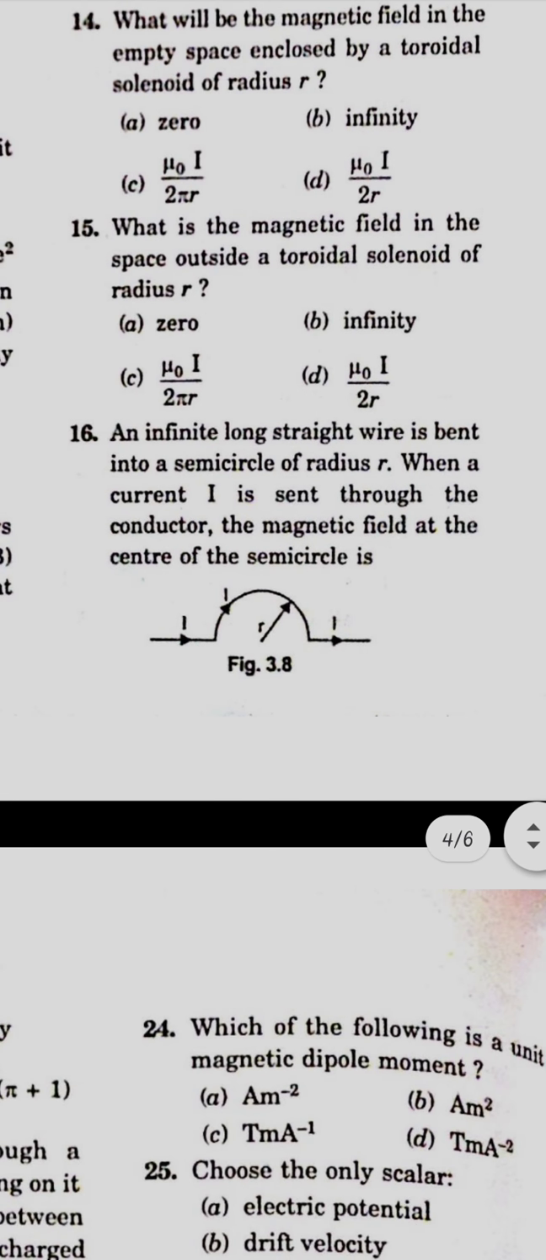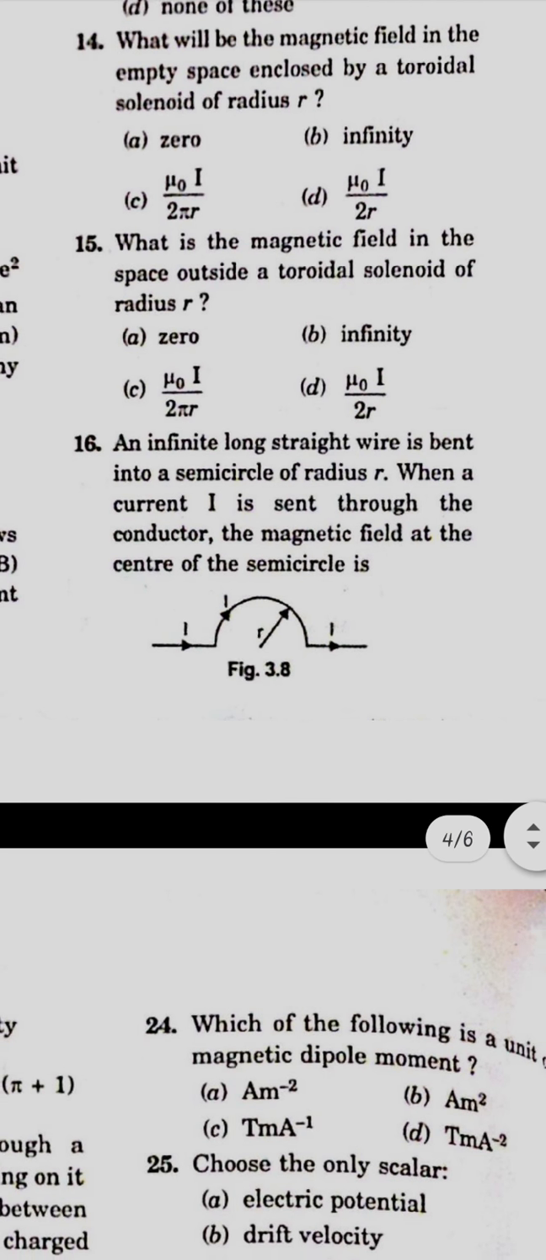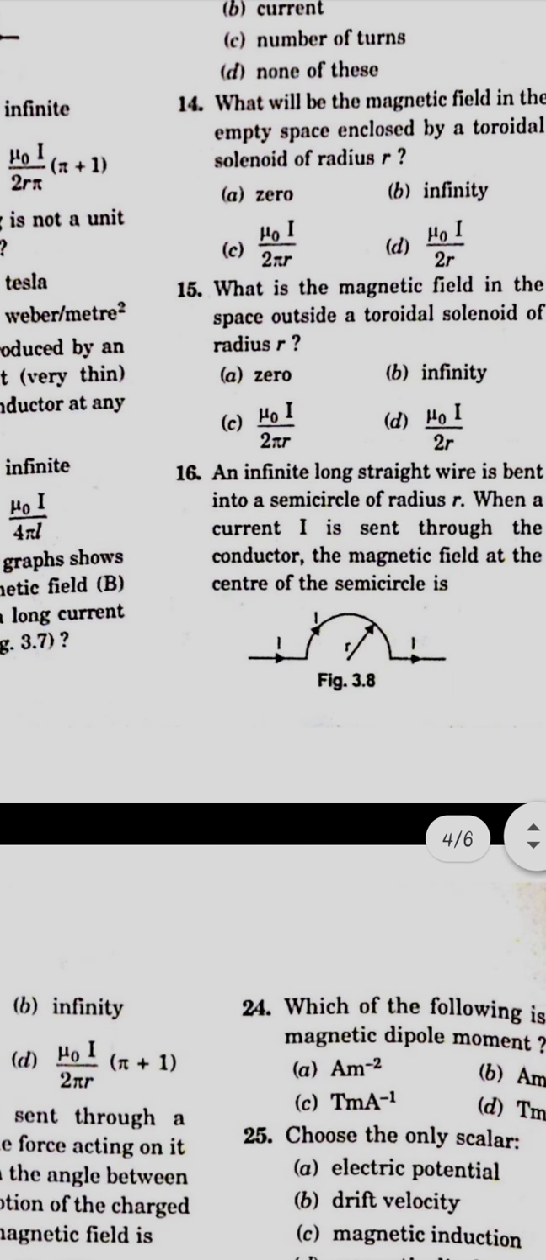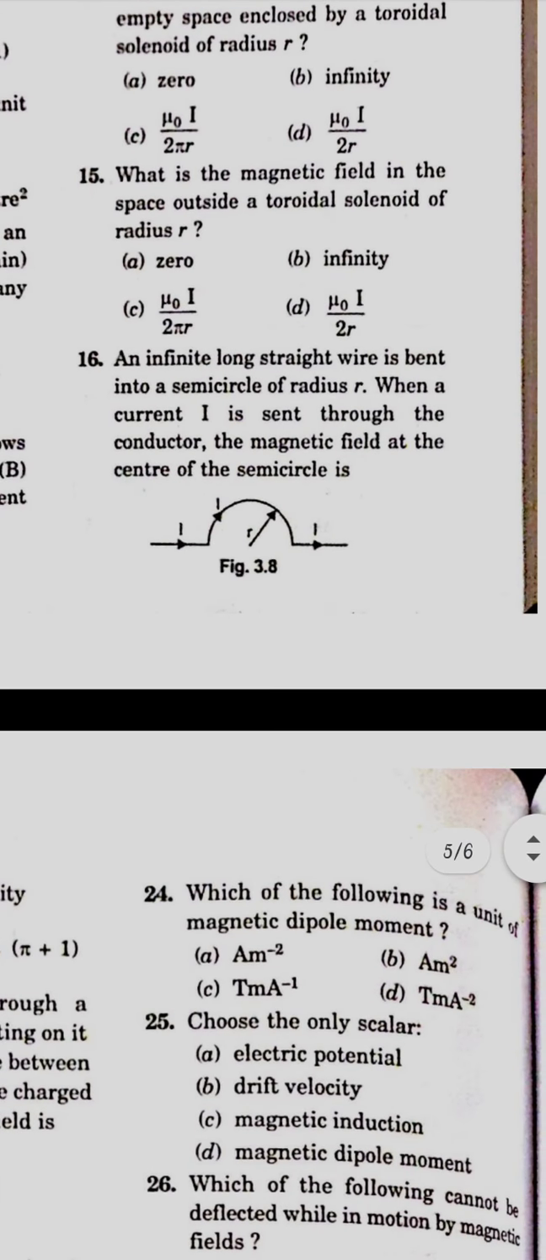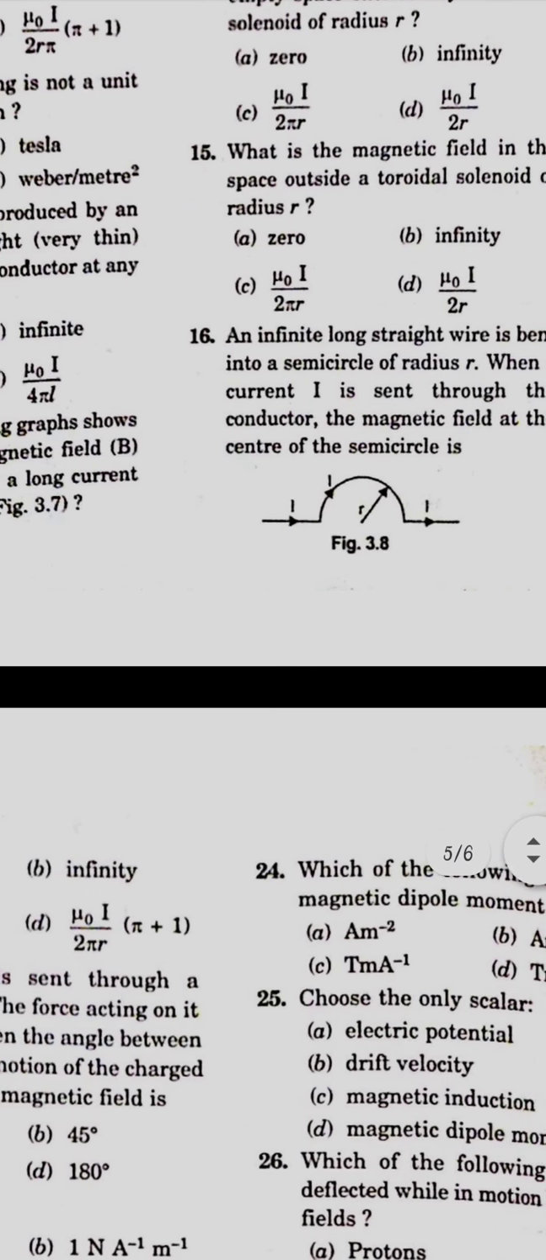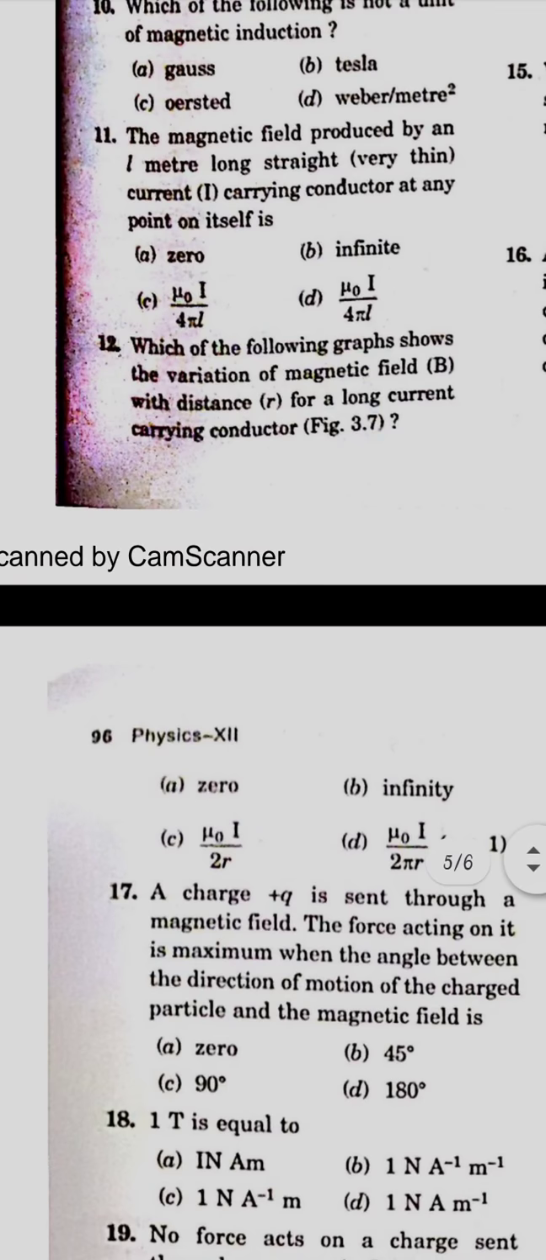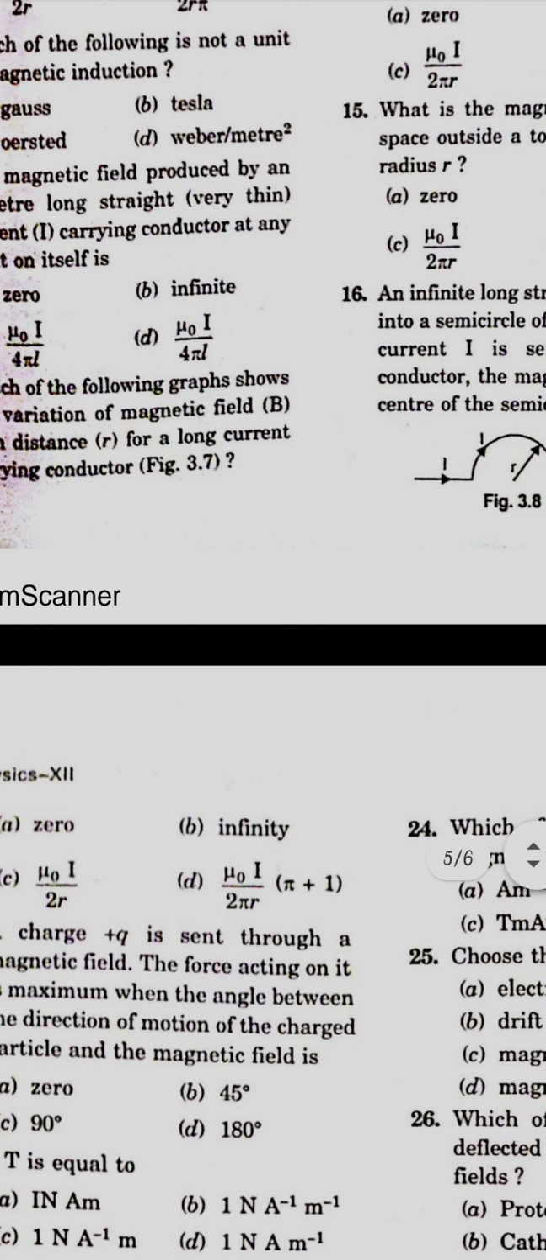Now next question: an infinite long straight wire is bent into a semicircle of radius, and when current I is sent through it, the magnetic field at the center of the semicircle is given by... at the center of the semicircle, it will be 0 again.